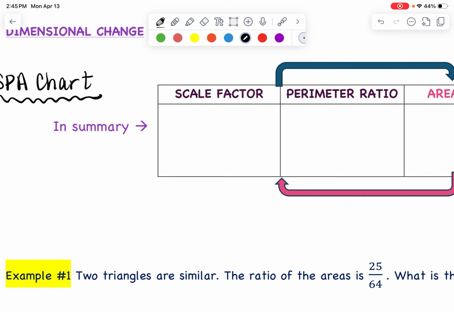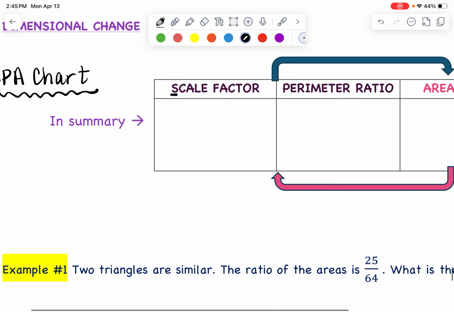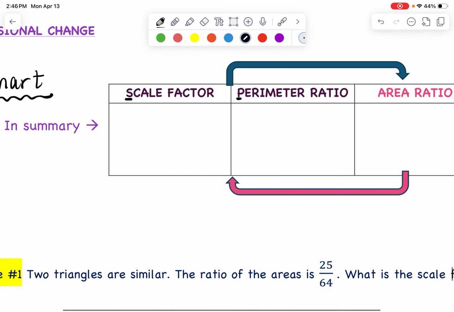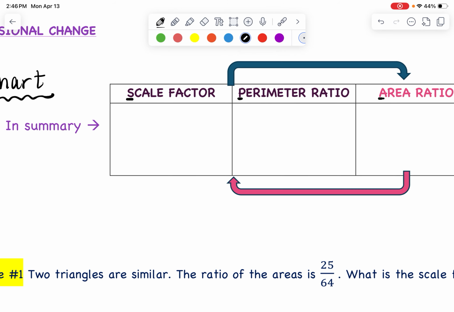Okay, so here we go. So scale factor, notice it starts with an S. That's the S part of SPA. And then P is perimeter. And then A is the area, right? So that's why we call it a SPA chart. Just a heads up, in Unit 7, when we add three-dimensional figures, we will add a V column and we'll call it a SPAV chart when we get to Unit 7, okay?